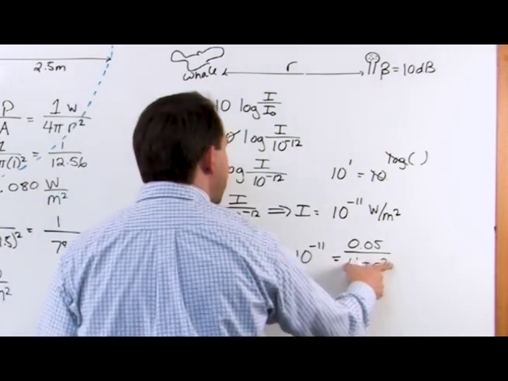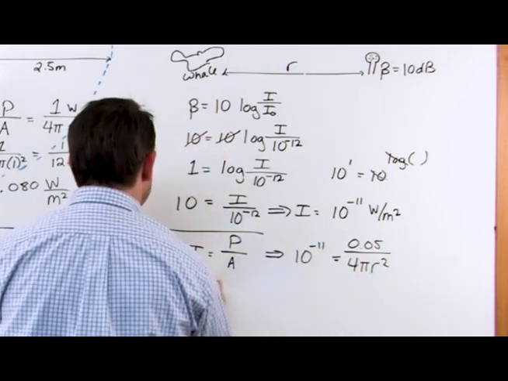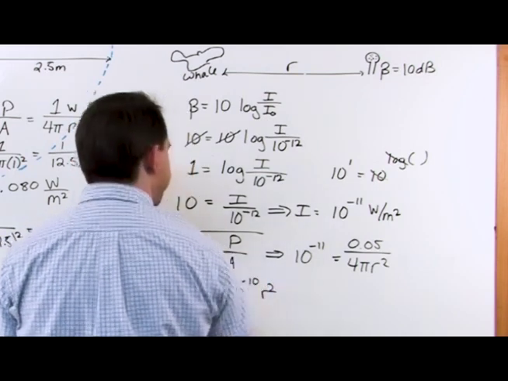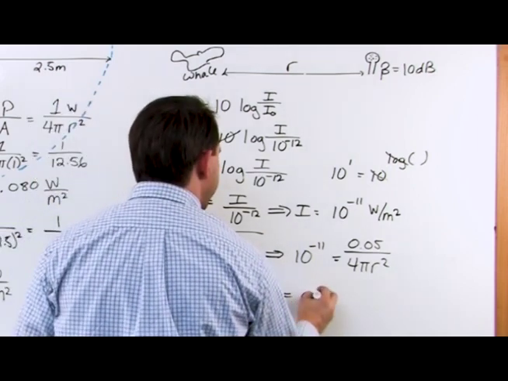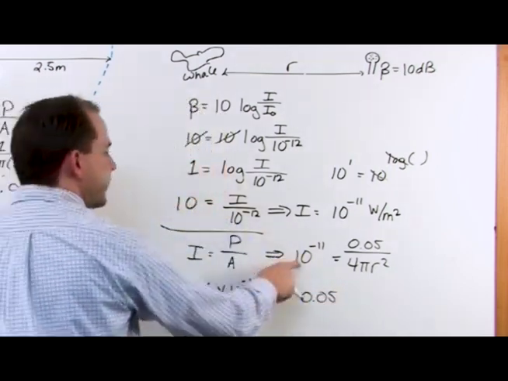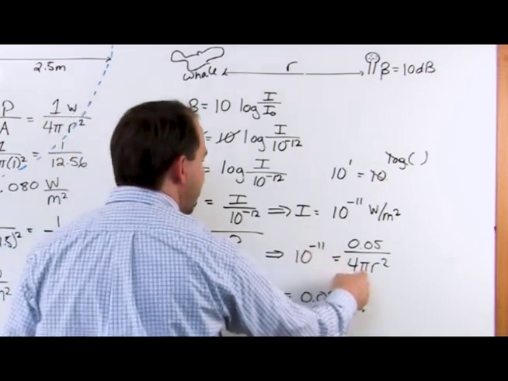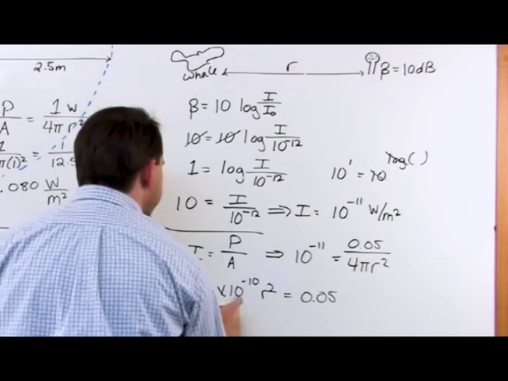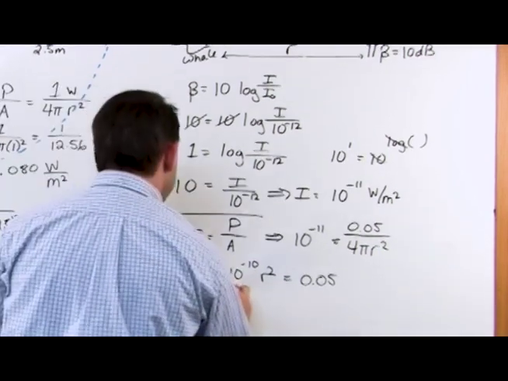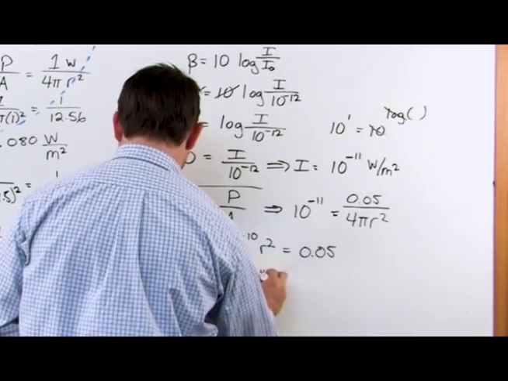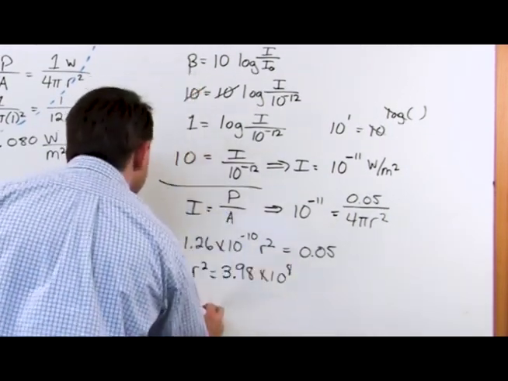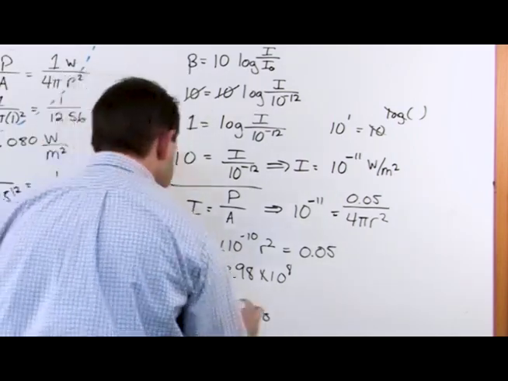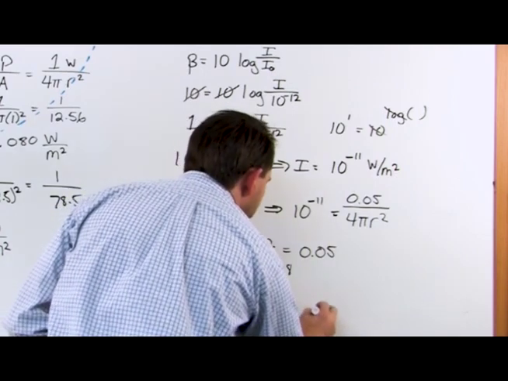We take this denominator and multiply it over here, and we're going to get 1.26 times 10 to the minus 10 r squared, and that's going to be equal to 0.05, because this number 10 to the minus 11 times 4 times pi gives us this. R squared comes along for the ride, and so then r squared, when I divide both sides by this number, is going to be 3.98 times 10 to the 8. And so taking the square root of both sides, I'm going to get 20,000 meters, which of course you know is 20 kilometers.